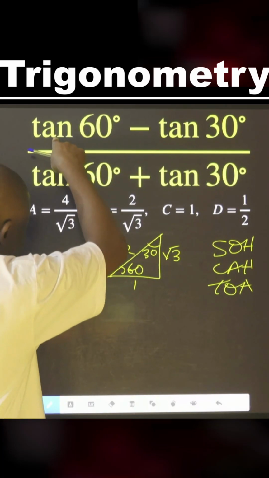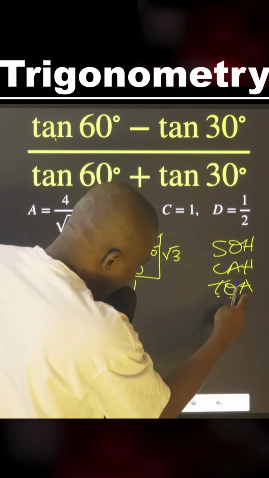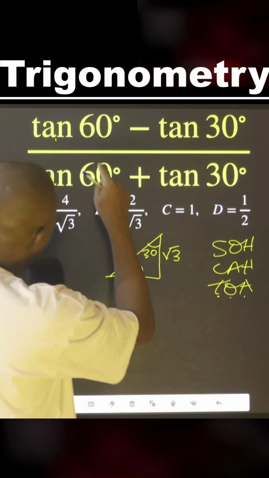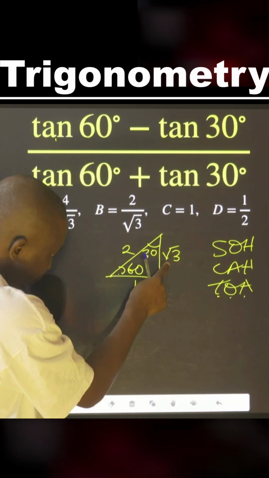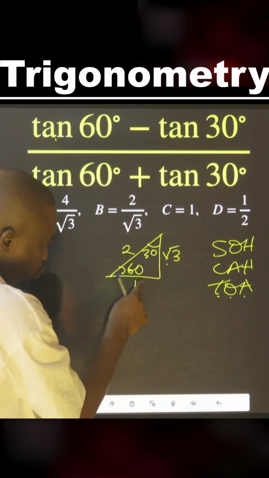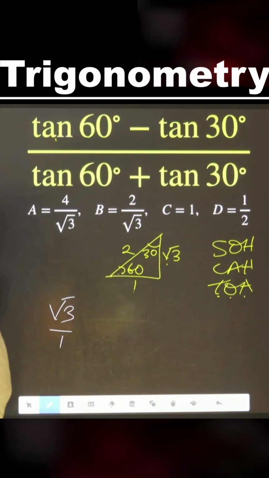The first one is tan. This is tan, T: opposite over adjacent. And it is 60. That is 60 here. Opposite is this, square root of 3. Adjacent is 1. So this is what? Square root of 3 over 1.